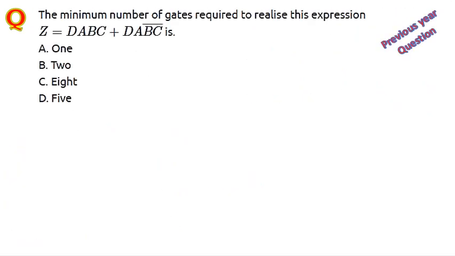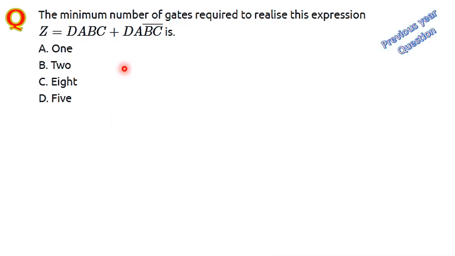Here is the question: the minimum number of gates required to realize this expression. See what they have asked here is they have given one expression. From this one, how many logic gates are required, AND gate, OR gate, NOR gate, any one of those gates we have to mention in this case. For that, you have to simplify this equation. For this one, first let me tell you here.